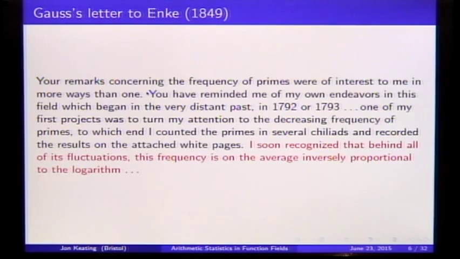And then he recognized, and he's very careful to say this, that these numbers fluctuate. And on average, that is, if you average over many chiliads, it's only then that you see the logarithmic behavior that we recognize as the prime number theorem. So the question that I want to address as the first example is, what were these fluctuations that Gauss observed? What can one say about the size of the fluctuations and the probability that in a given chiliad you would have a given count of primes?